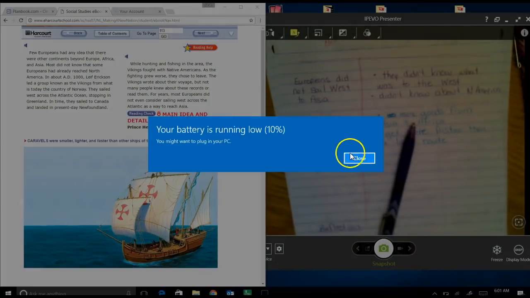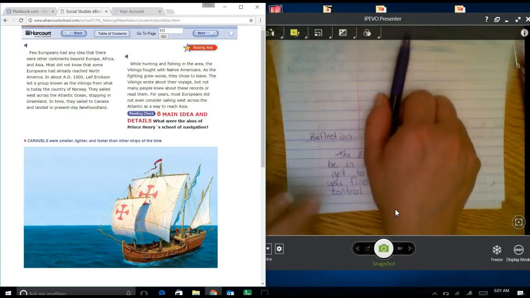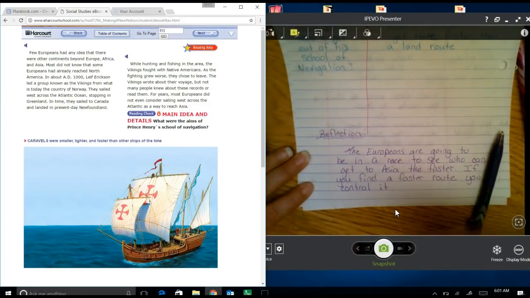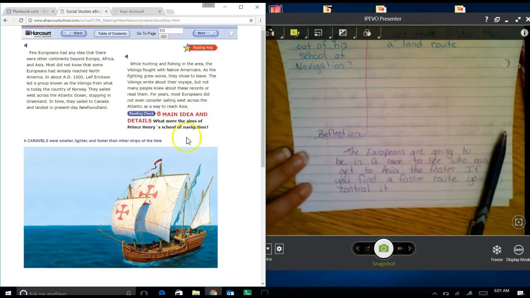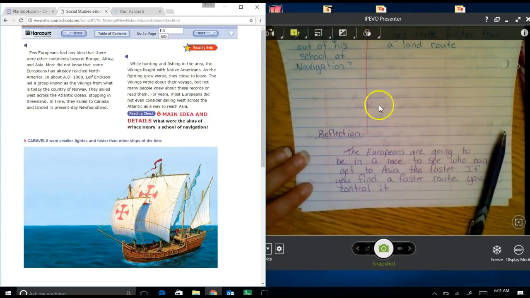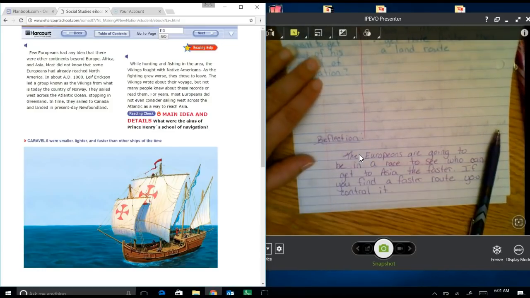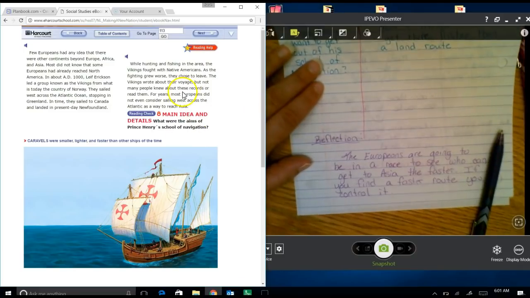Oops. Sorry, guys. When in doubt, guys, if you're not sure what to do for your reflection, a good thing is to always look at this main idea in details. My reflection was kind of its own thing because I chose to put those main ideas and details up here. But if you're ever unsure of what to do for your reflection, that main idea and detail is always a good place to start, okay?